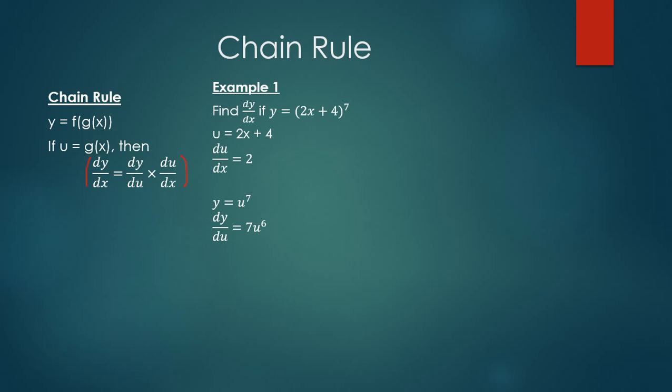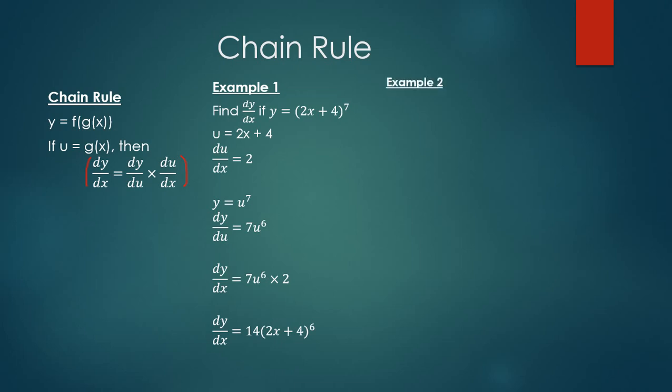So according to the chain rule, dy by dx will be equal to dy by du, which is 7u to the 6th power, times du by dx, which is 2. So we multiply 7 times 2, that gives us 14, and you replace the u with 2x plus 4. That gives dy by dx to be 14, in brackets 2x plus 4, raised to the 6th power.